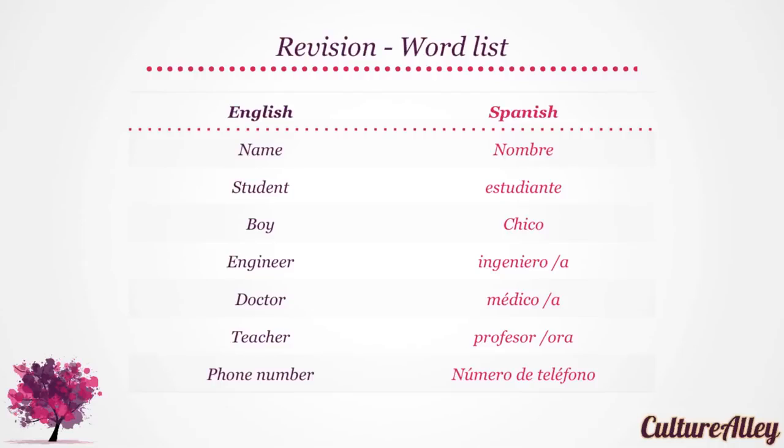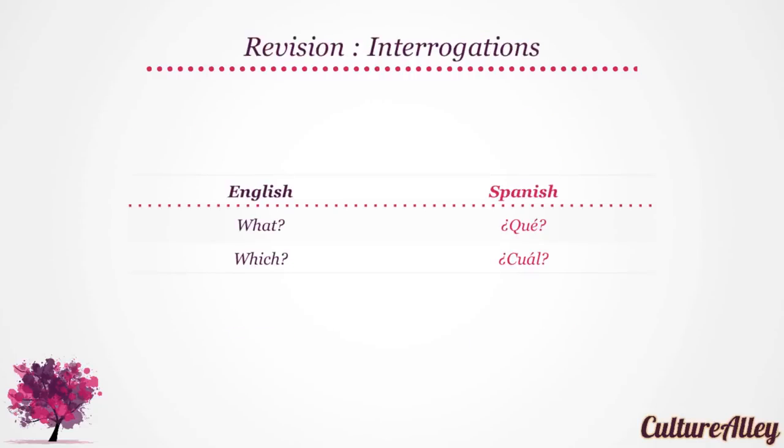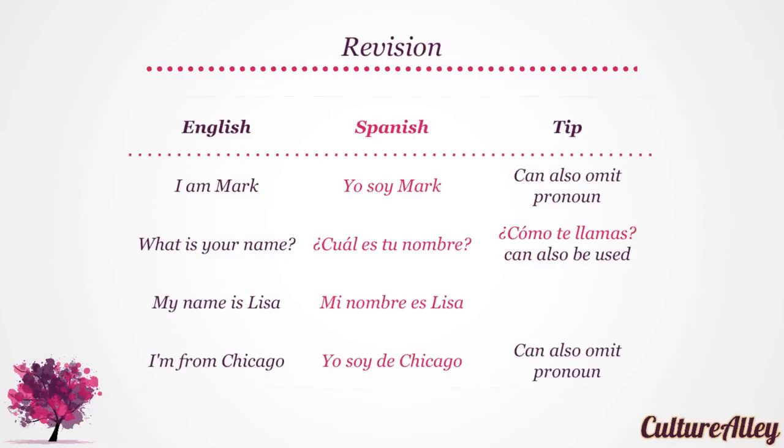Let's revise some new words we learned today. Name translates to nombre. Student becomes estudiante. Boy is chico. Engineer is ingeniero or ingeniera. Doctor translates to médico or médica. And teacher to profesor or profesora. Lastly, phone number is número de teléfono. Perfect. Let's also quickly revise the interrogation we learned today. What translates to qué? And which translates to cuál?